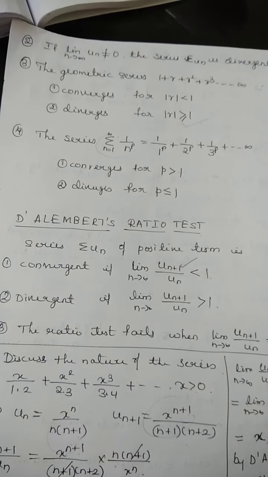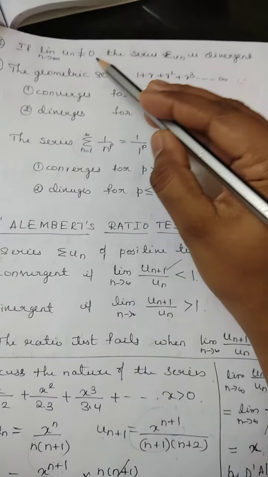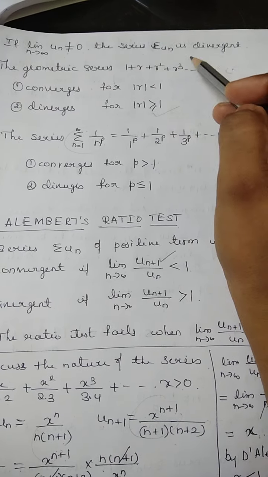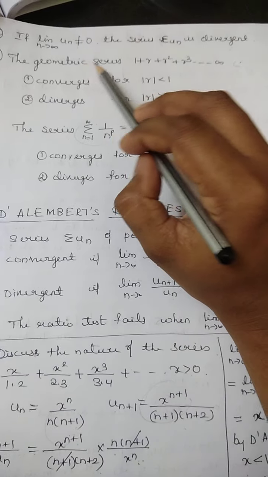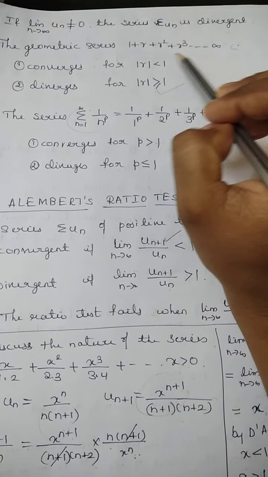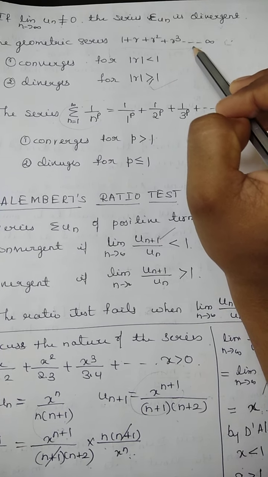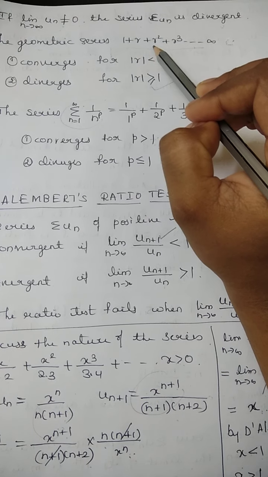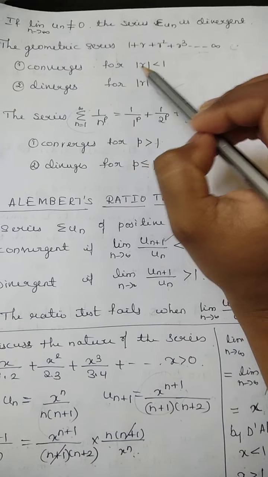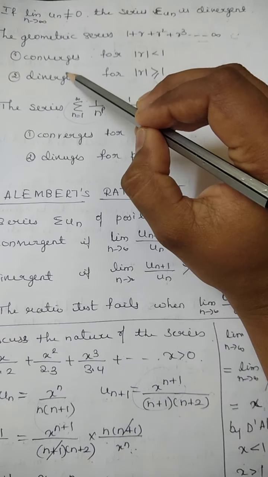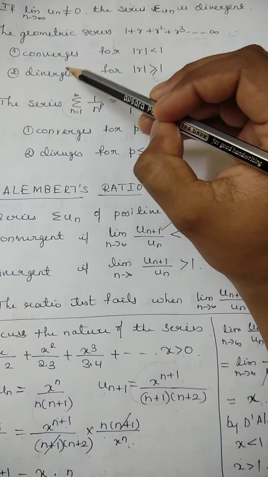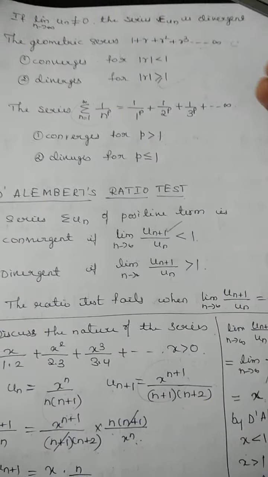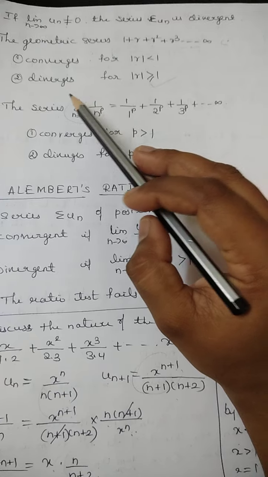The next condition is: if limit of un is not equal to 0, then the series is divergent. Suppose we have a geometric series 1 plus r plus r square and so on, where r is the common ratio. If modulus of r is less than 1, then it is convergent. If modulus of r is greater than or equal to 1, it is divergent, for the geometric series.